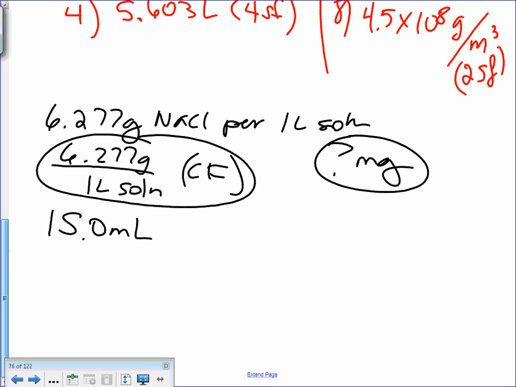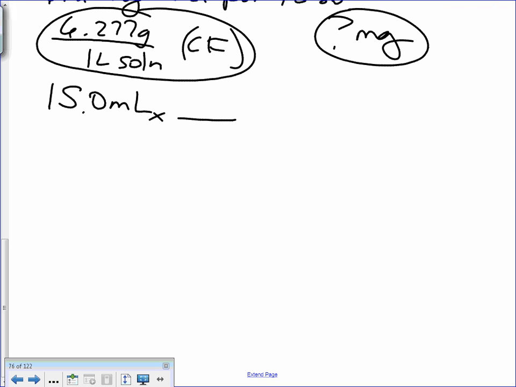So what is my first step? What goes on bottom? What unit? Milliliters goes on bottom. And what did we just say we need to convert to? Liters. So what is the conversion? 1 liter has 1,000 milliliters in it. Good. And so the milliliters cancel. Now I'm in liters. Big whoop. What do I do with that now?